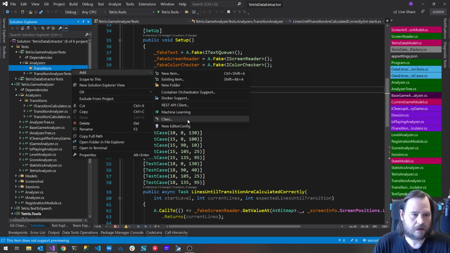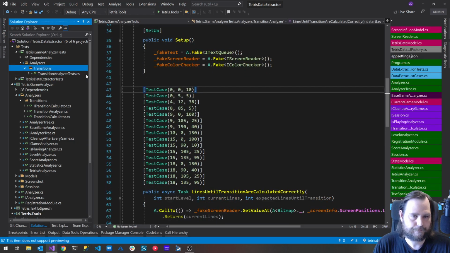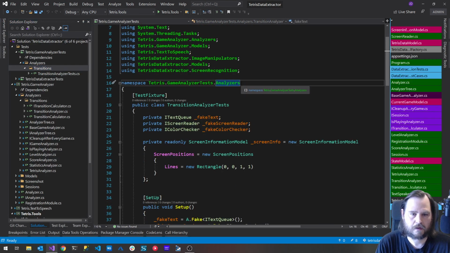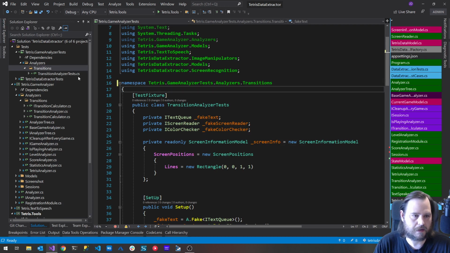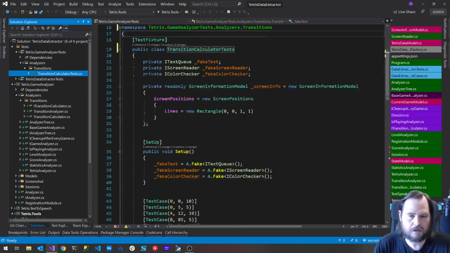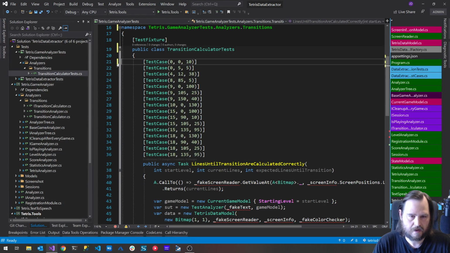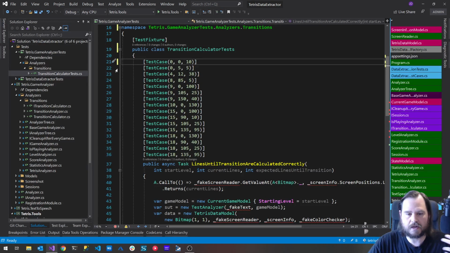Okay, we're going to bring this class into the transitions class. Fix up the namespace, and we're going to rename this as calculator tests. Okay. Now, all of this stuff is gone. We don't need any of it. That was all infrastructure and setup for our analyzer.